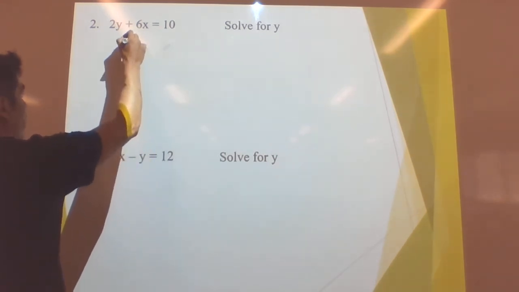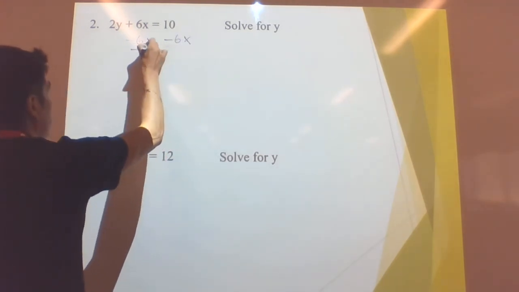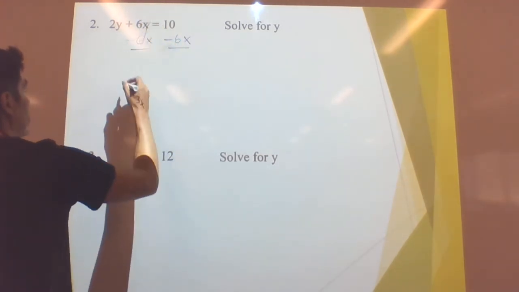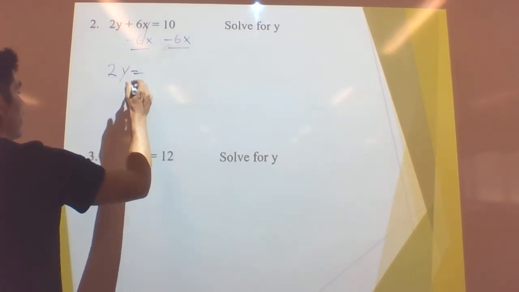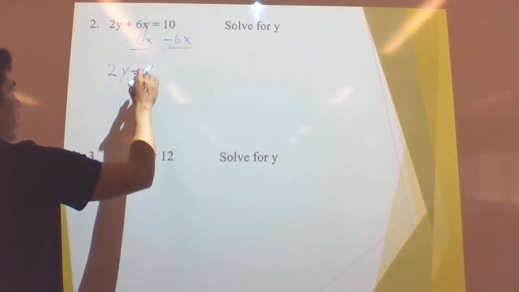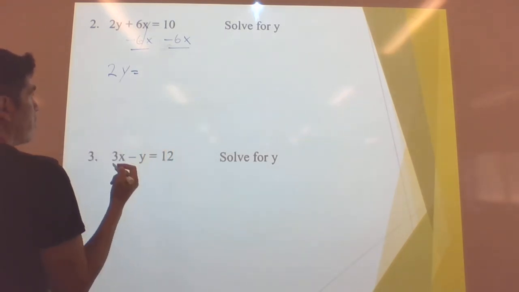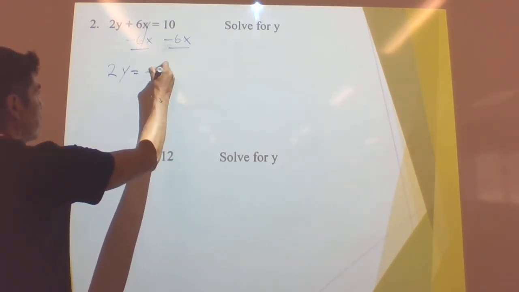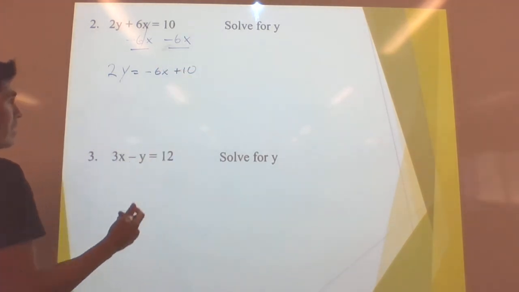What I'm going to do here is subtract 6 from both sides. These cancel. You get 2y equals 10 minus 6x. Again, you can't combine those because they're not like terms, so you just leave it the way it is. You leave it as negative 6x plus 10.